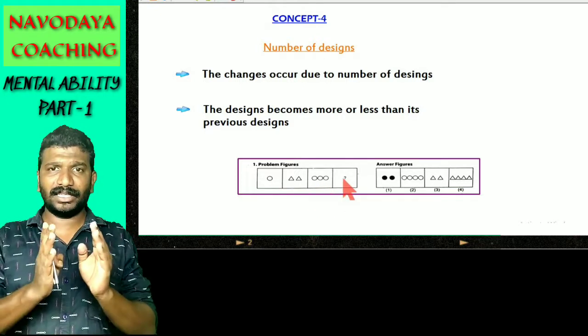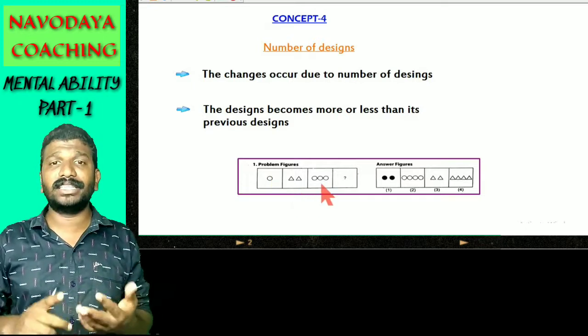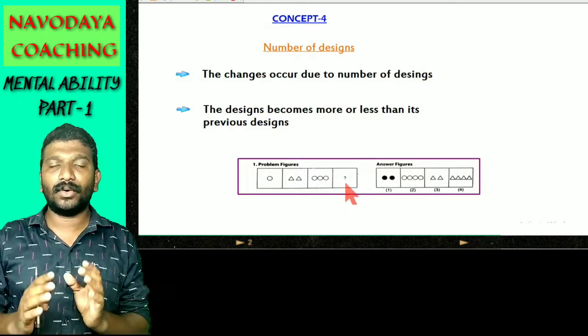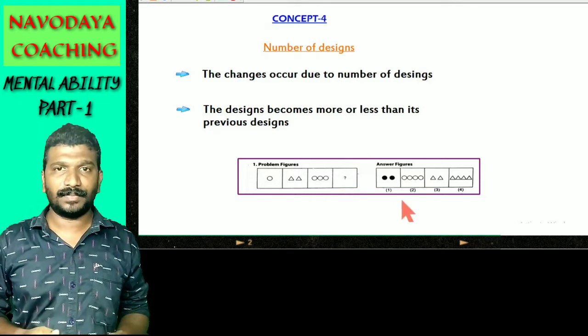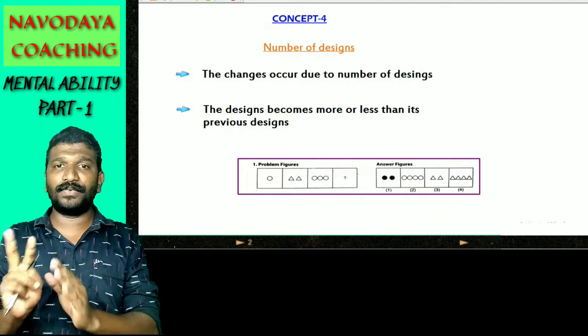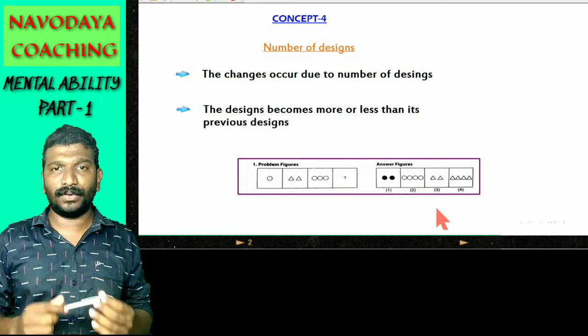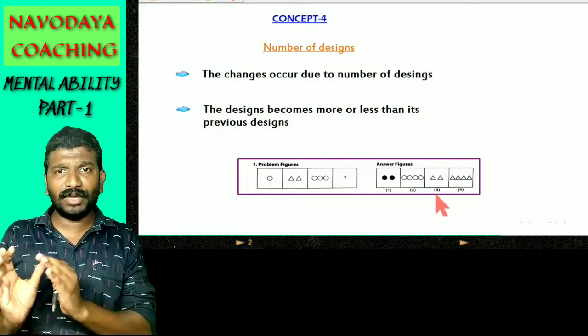So automatically in the first box there is one figure, and in the second 2, and in the third 3, and automatically the answer will contain 4 figures. So in the answer figures we have 2 figures numbered 4, second one and fourth one. So which one will be the answer?